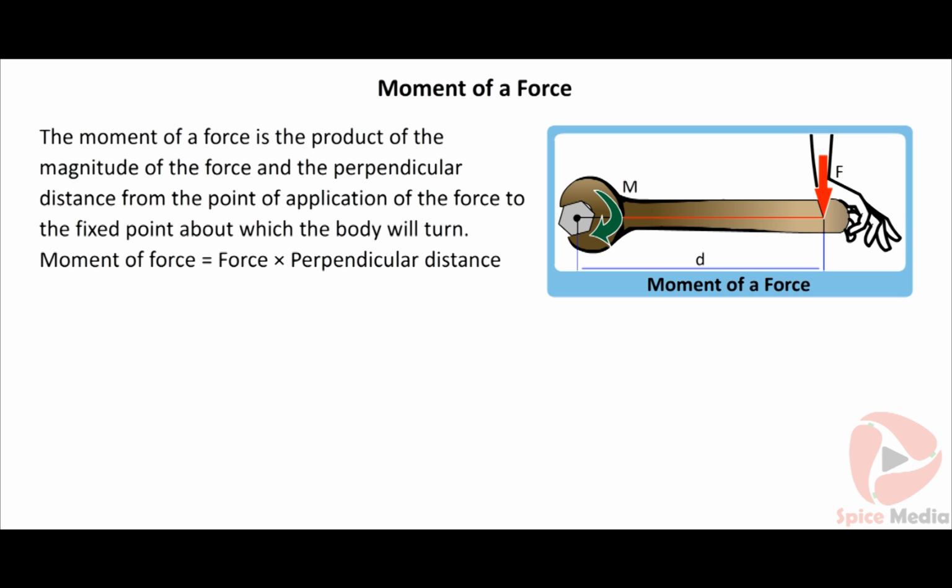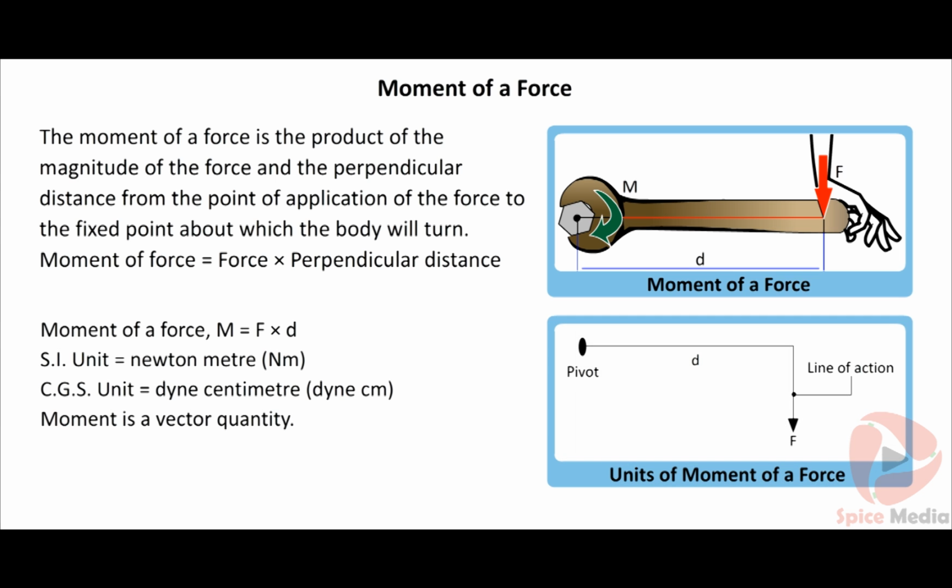What is the unit of the moment of force? We know that moment of force is equal to the force into perpendicular distance. The unit of moment of force in SI unit is Newton meter. In CGS unit, it is dyne centimeter. Moment is a vector quantity.